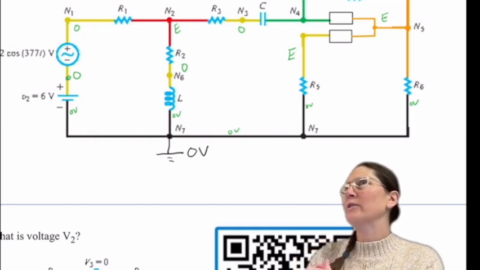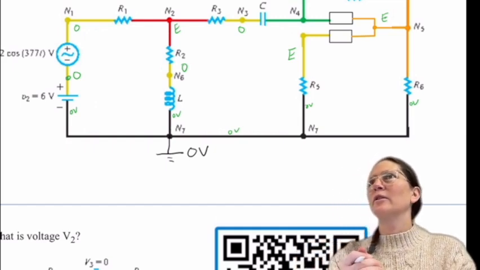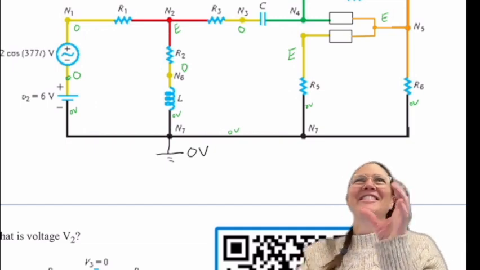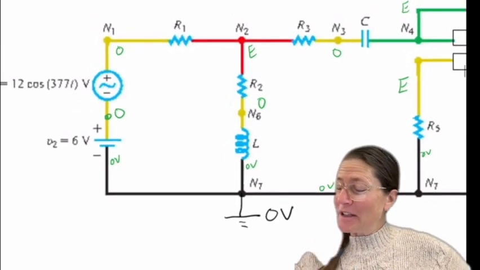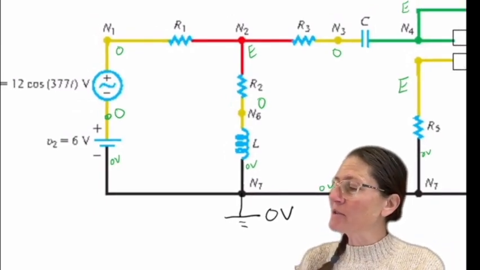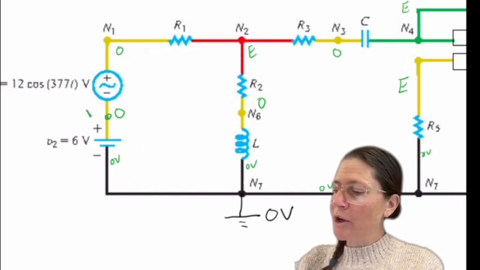Does that concept make sense? Okay, seeing some yes, some still no. Okay, I'll keep repeating it. Hopefully that will get there. Okay, so voltages themselves. So what is the voltage here if I labeled this V1?